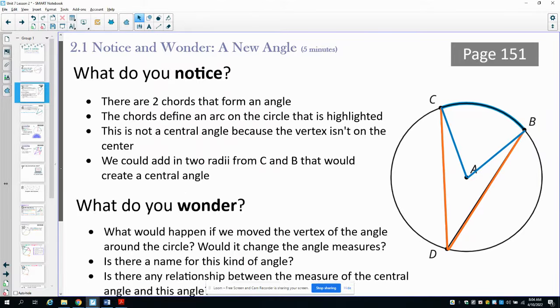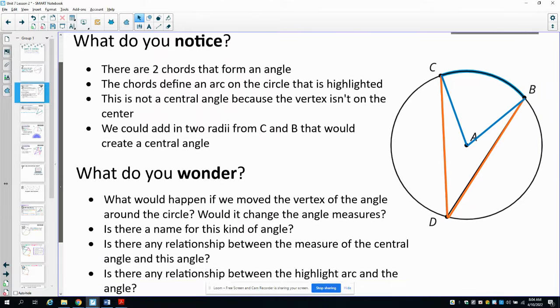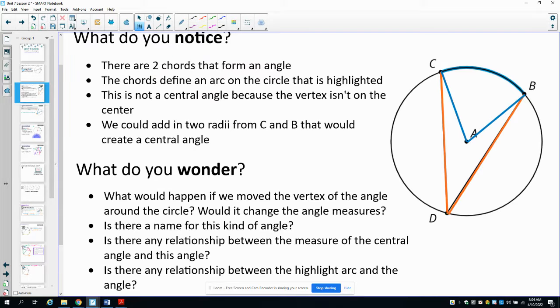Some things you might be wondering about: what would happen if we moved point D? If we moved this point around the edge of the circle, which would then move these chords, would that change the angle measures in the diagram? Is there a name for this orange angle? Is there a relationship between the orange angle and the central angle? And is there a relationship between the highlighted arc and this angle? Those are some things you might have noticed and wondered about this diagram.